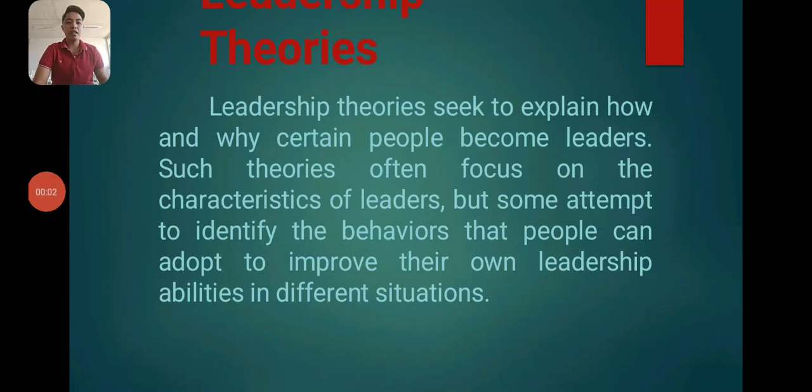Leadership theories. Leadership theories seek to explain how and why certain people become leaders. Such theories often focus on the characteristics of leaders, but some attempt to identify the behaviors that people can adopt to improve their own leadership abilities in different situations.